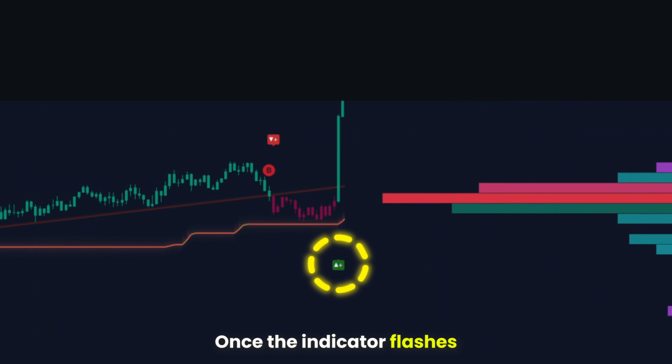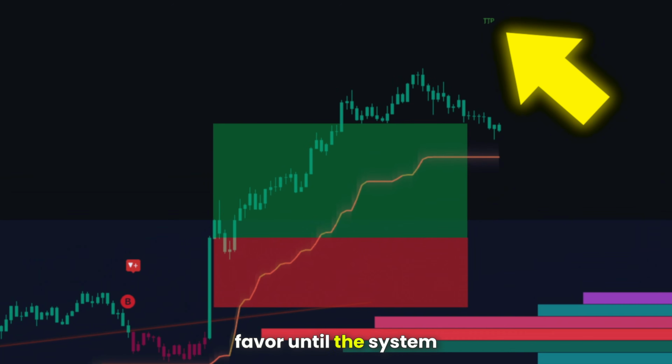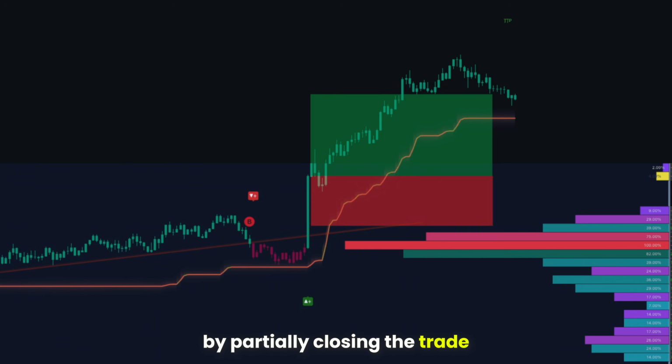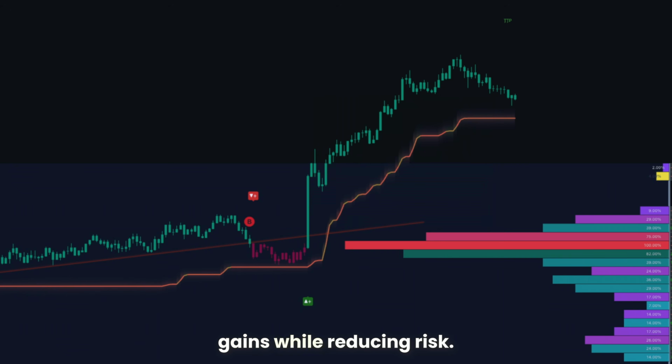Once the indicator flashes a buy signal, you take your entry and ride the trend. Keep the position open and let the market work in your favor until the system gives you an exit signal. You can also play it safe by partially closing the trade along the way and moving your stop loss to break even, locking in some gains while reducing risk. When the TTP signal appears, it's time to close the rest of the position and bank your profits. Simple, strategic, and highly effective.